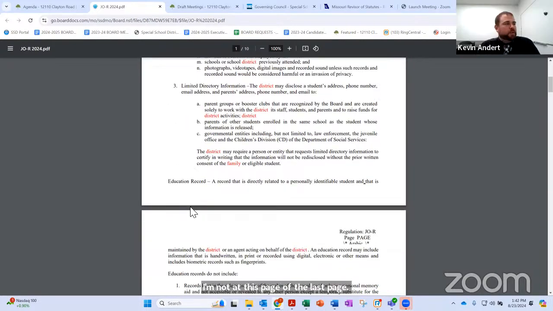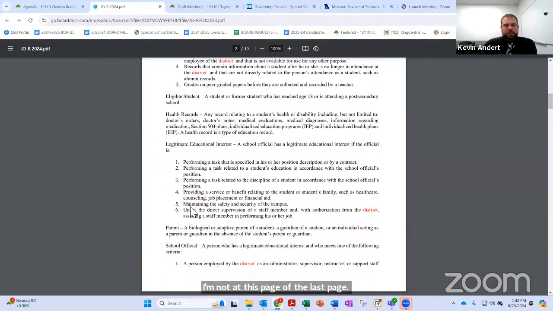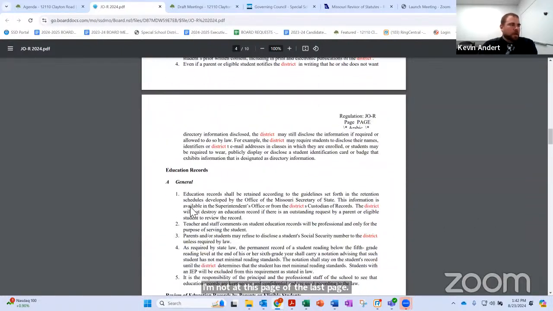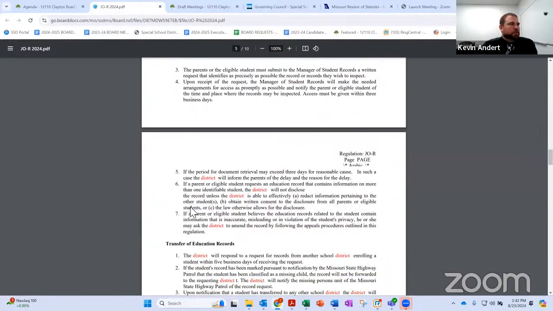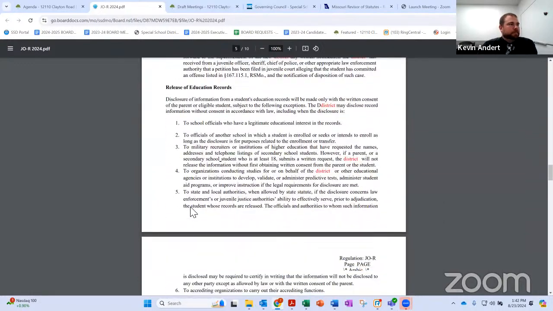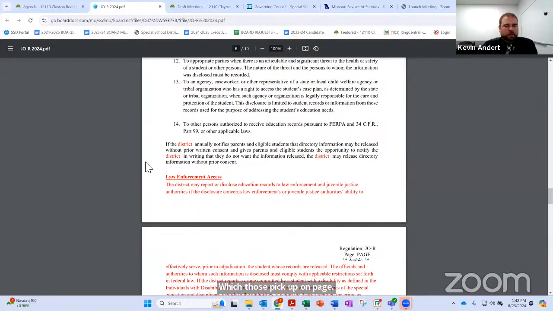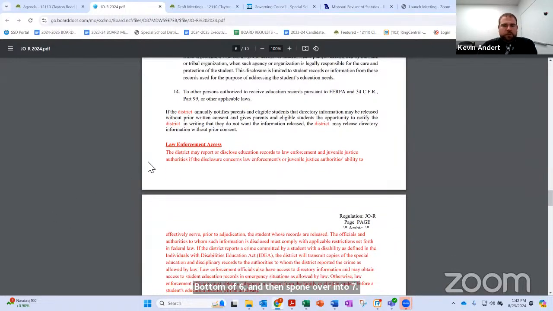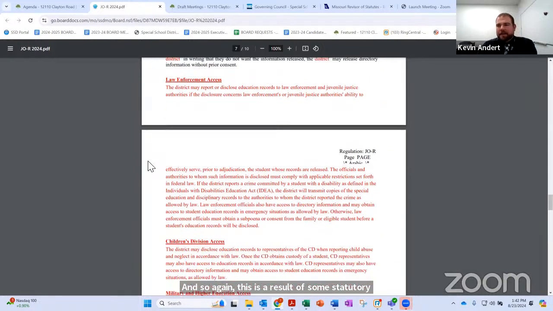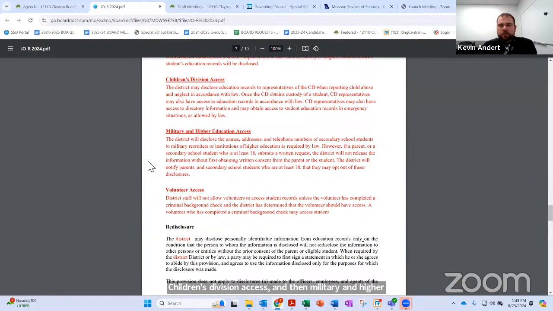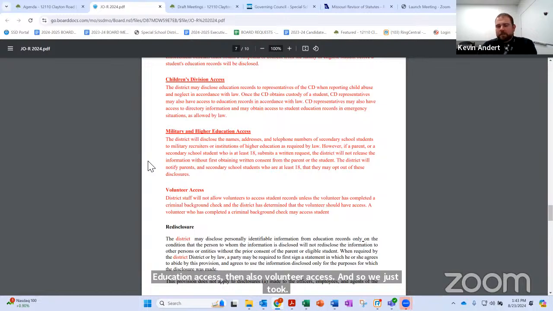So then the regulation, we did add some additional sections that were changes to statute and state regulation, which pick up on the bottom of page 6 and spill over into 7. This is a result of some statutory changes about law enforcement access, children's division access, military and higher education access, and also volunteer access. We just took MSBA's recommendation language and adopted that at face value.